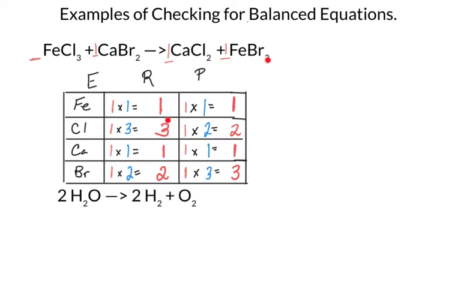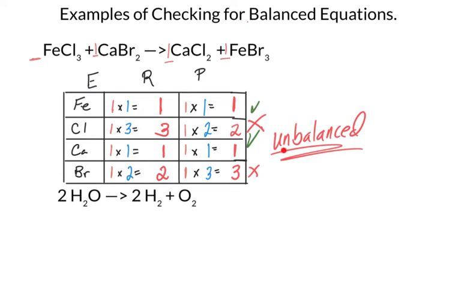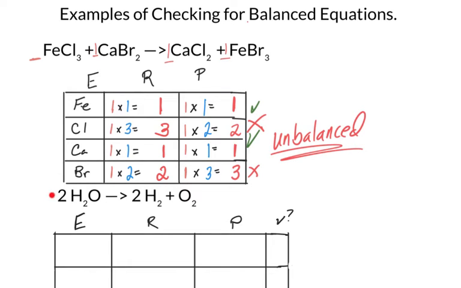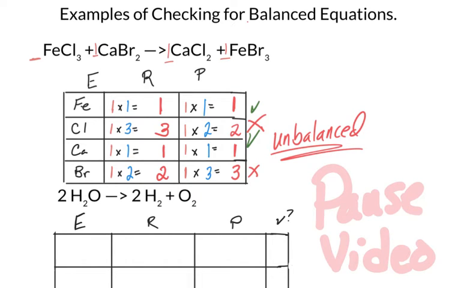Notice that the chlorine and the bromine do not match correctly. And this tells us, as soon as we see any one of them not matched, we know that this is not a balanced equation. So this is not currently correctly balanced. I'm going to have you try this second one. Go ahead and pause your video, and when you come back, we'll go through the answer.